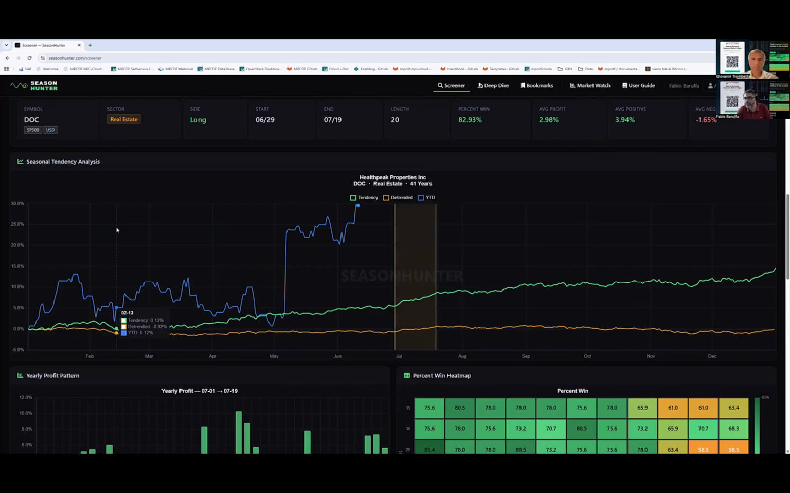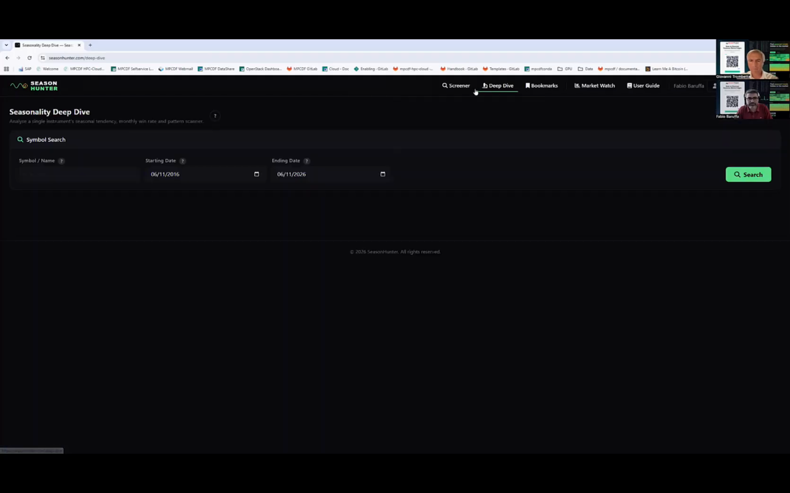I just want to show you another interesting tool we have built in the platform, and this is called Deep Dive. The Deep Dive is very easy to use. You just have a symbol there. You put the starting date, the ending date, and then the calculation happens. What is that? So, for example, you have a ticker.